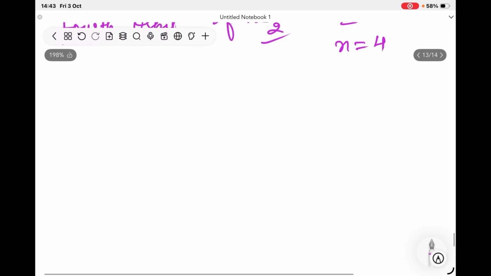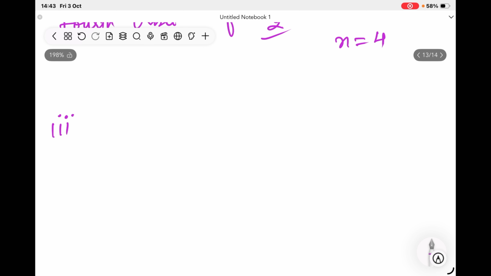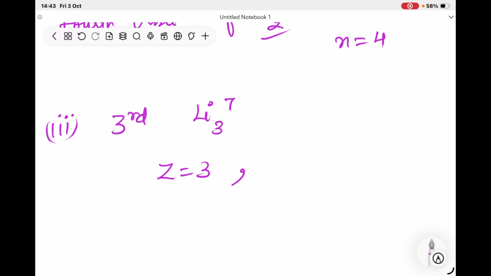Now in the third part, they have given third orbit of lithium atom. Lithium is 3, 7. So you can write z as atomic number, which is this, n is this. So your lambda will be n by z, a proportionality as you feel. So it is 1. Similarly, fourth you can calculate.